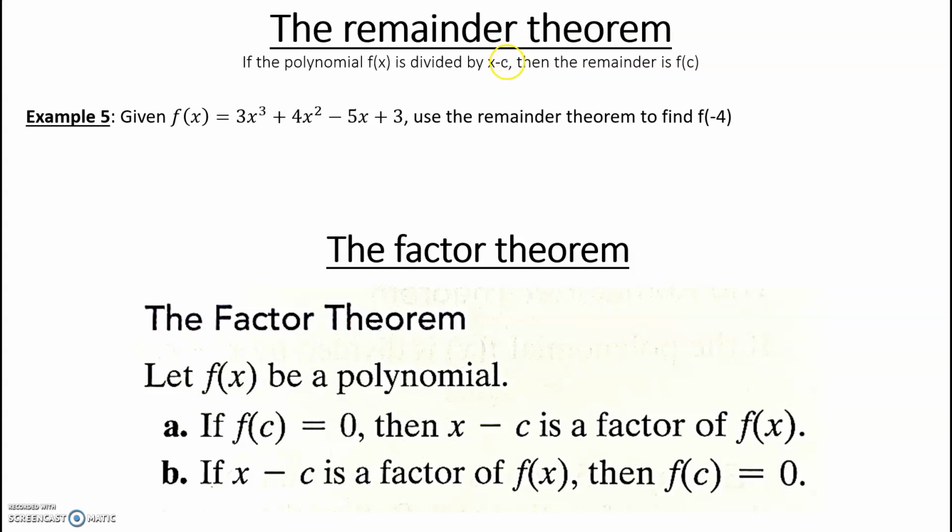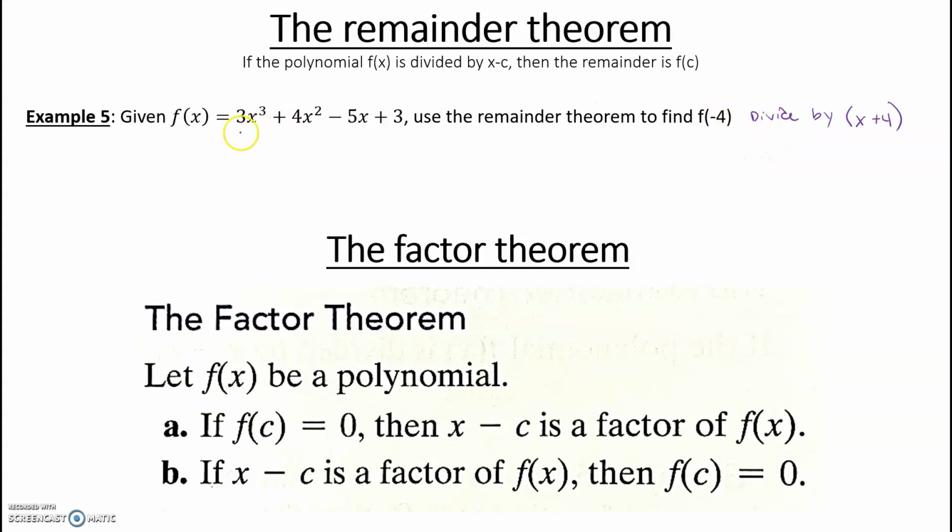The remainder theorem. So what the remainder theorem says is if you take a polynomial and divide it by x minus c, then the remainder is your function at c. So if you wanted to find f of negative 4, you're going to divide by x minus c. X minus negative 4 becomes x plus 4. And it'll be your remainder of that. So that's what the remainder theorem says.